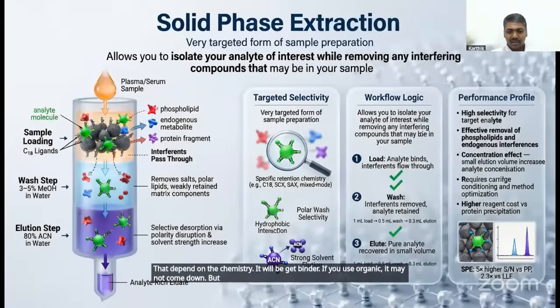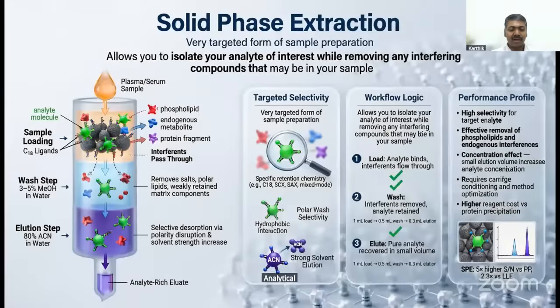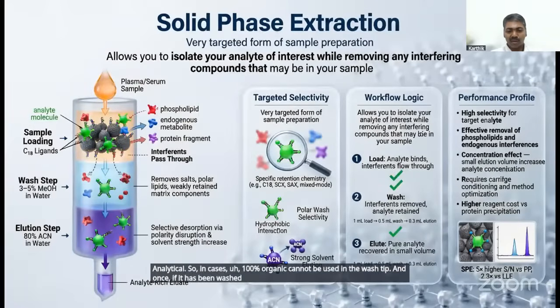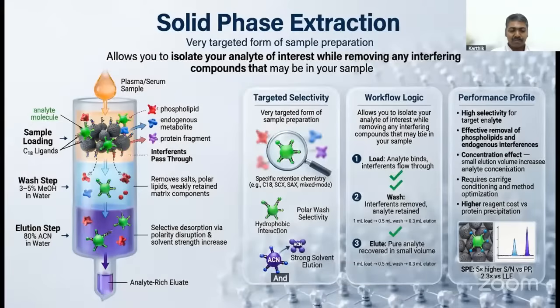But if we are going with a C18 or hydrophilic-lipophilic cartridge, and methanol or acetonitrile is added, the pores will get activated and the analyte will get eluted. So in such cases 100% organic cannot be used in the wash step. Once it has been washed, where we have removed all the polar lipids and other matrix components from the cartridges, the final step will be the elution step.